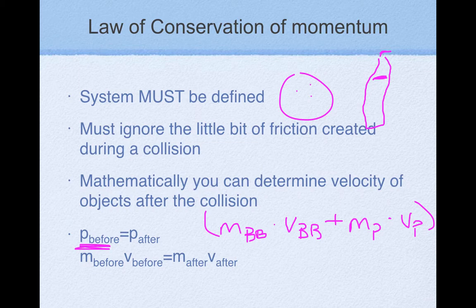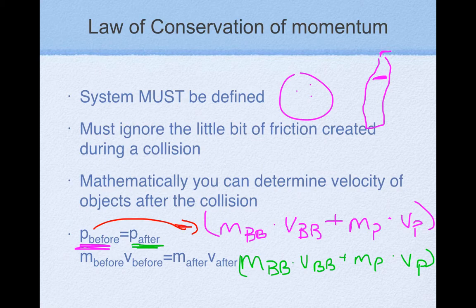After, we have the same components. We've got the mass of the bowling ball times the velocity of the bowling ball, plus the mass of the pin times the velocity of the pin. And that gives us the momentum after. So if we know what goes into the collision, we can figure out what goes out of the collision. So let's try this out together.